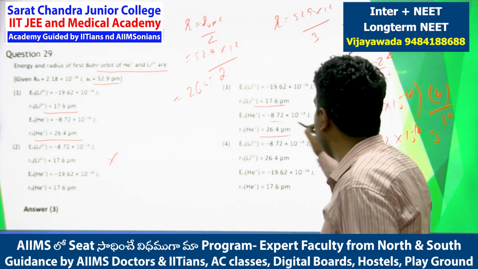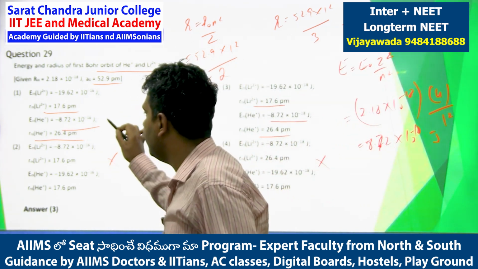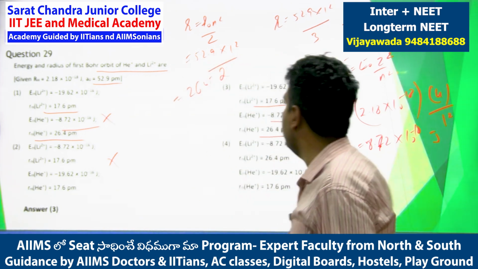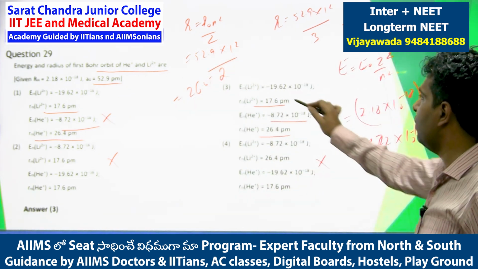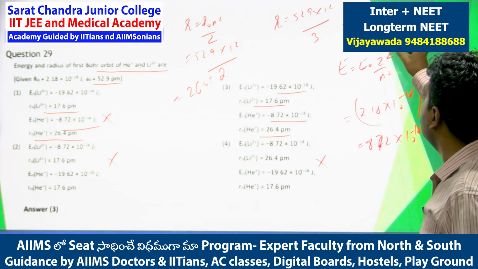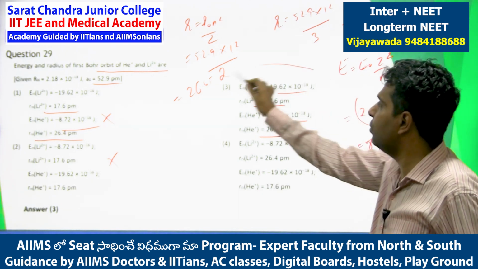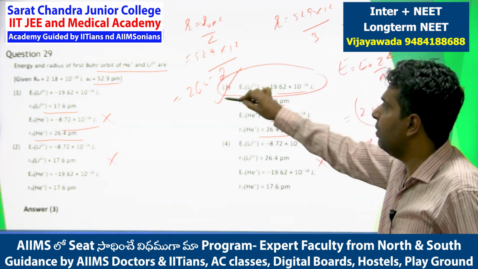This is the energy of helium. Not 10 to the power of 16, this is 10 to the power minus 18. So this option is already eliminated. And then you can find the energy of lithium using the same formula. So this will be E naught, that is 2.18 into 10 to the power minus 18. Z is 3, so 3 square is 9 by 1 square. So 9 into 2.18, you will get 19.62 into 10 to the power minus 18. So the answer will be the third option.